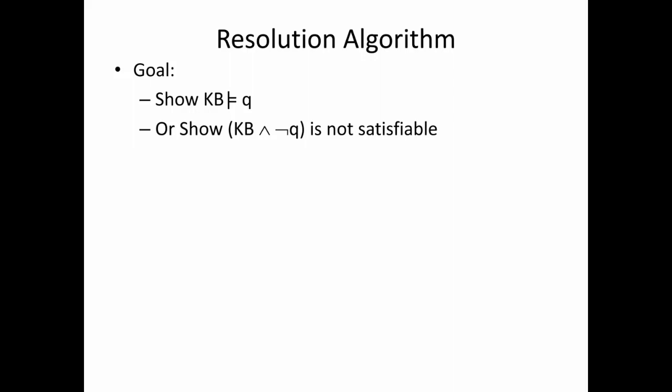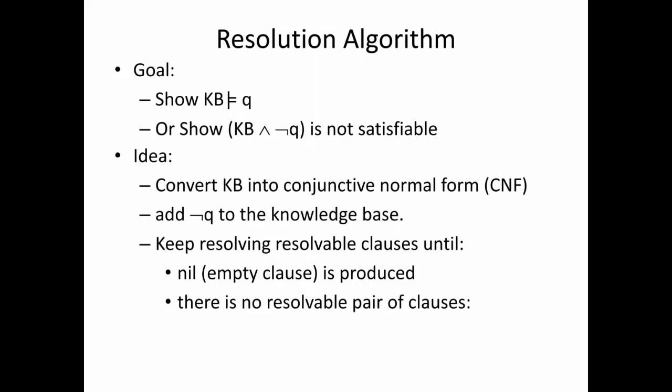Again, the same goal. We're trying to infer Q from the knowledge base. The resolution algorithm goes like this. So you first convert your knowledge base to CNF. So every sentence should be a conjunction of disjunctions. And then we add not Q to the knowledge base. So we are actually taking the second route. And then we keep resolving the clauses or sentences until nil or the empty clause is produced.